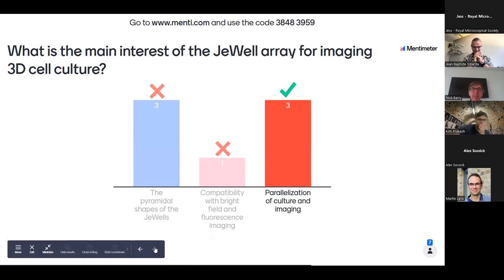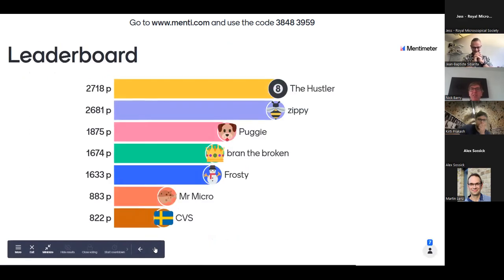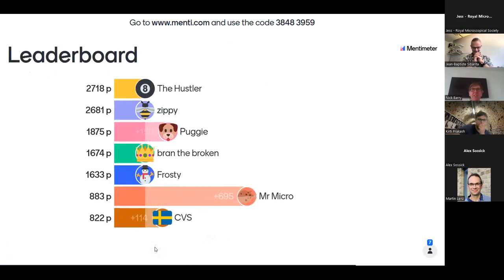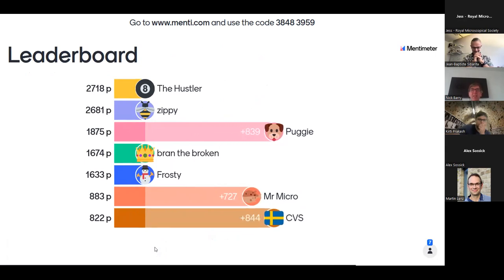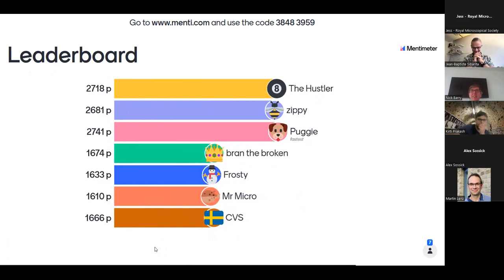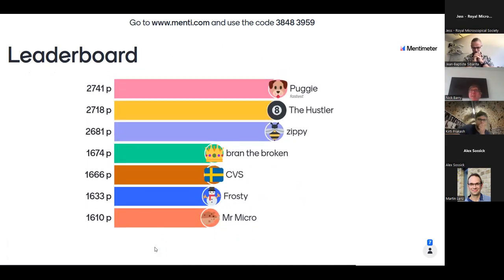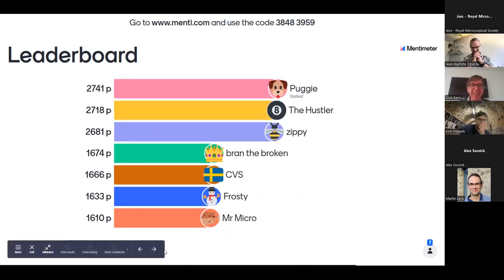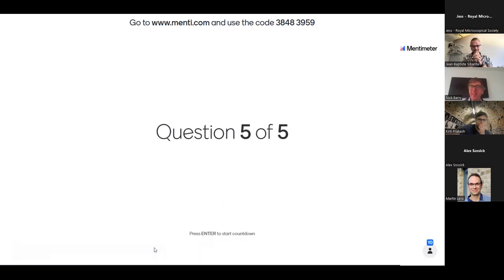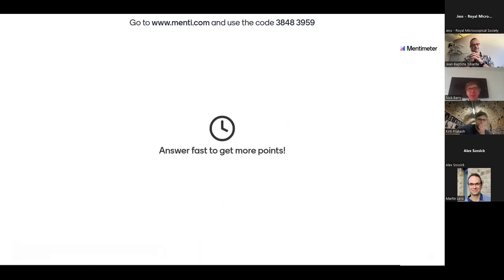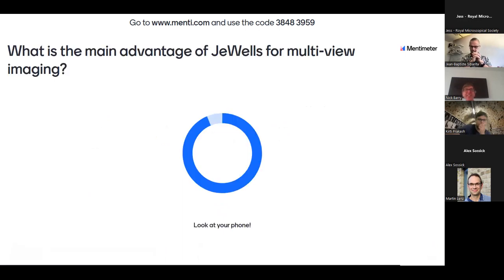Even though they are indeed triangular, let's see where we are. Maybe the leaderboard is changing again. CVS got this one. Puggy might be back in. Oh yeah. Back on top again. Well done. It's very, very close now. It's all on the last question. So let's see how we go. A quick answer will get you the prize.